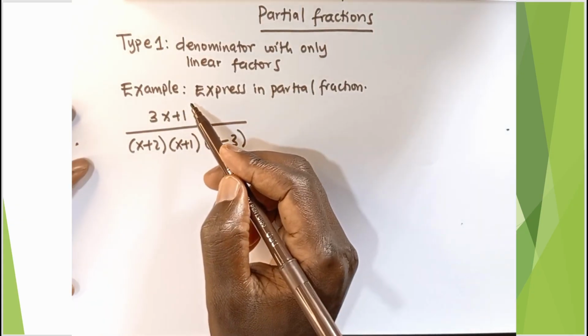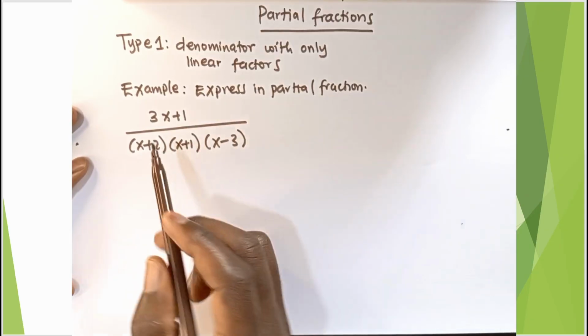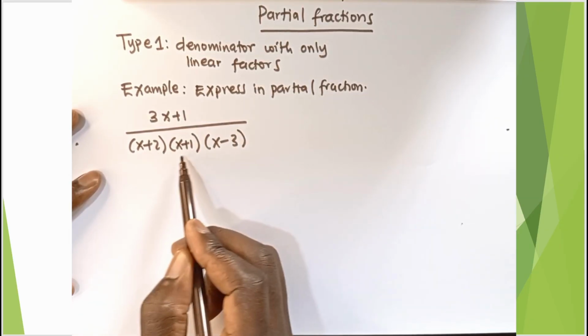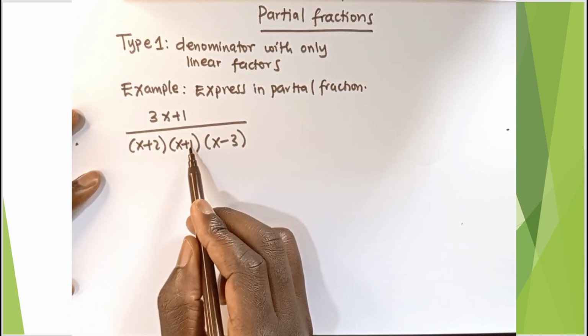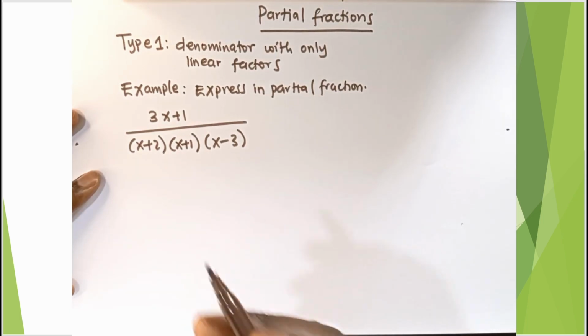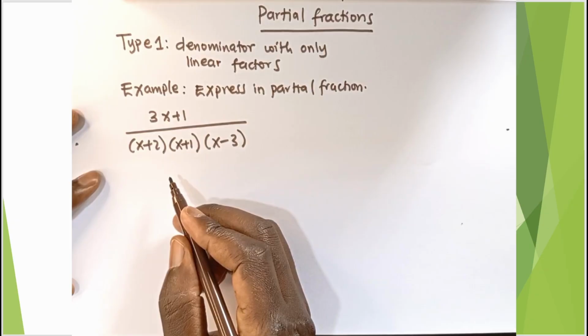Now, for example, how do you identify that this is type 1? You only identify that this is type 1 when the denominator factors are linear. If you look at this one, it's x plus 2, x plus 1, x minus 3. So linear means it resembles an equation of a straight line. So that's how you identify it.